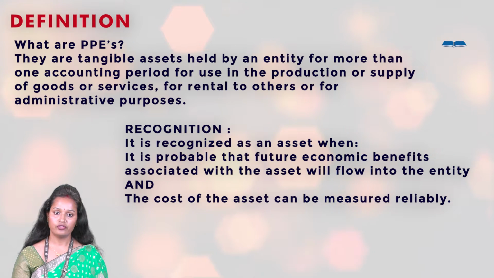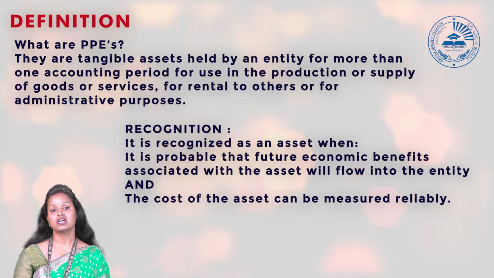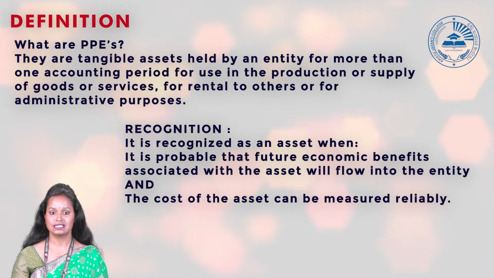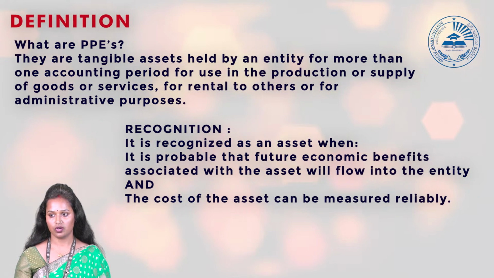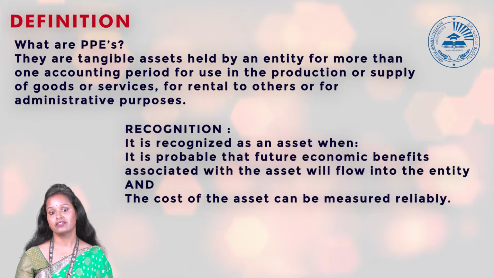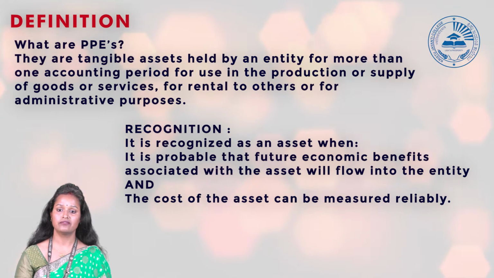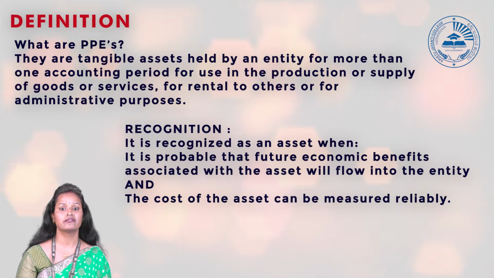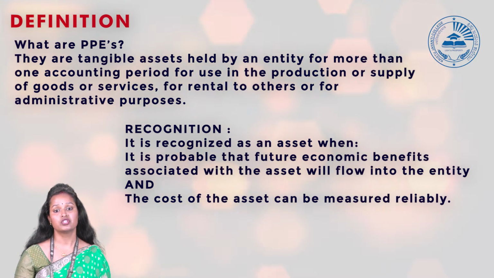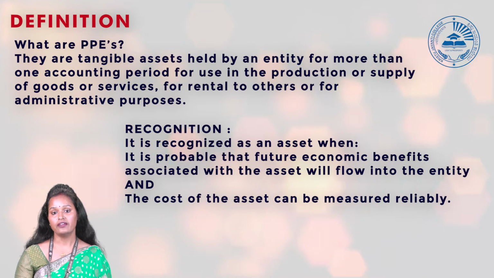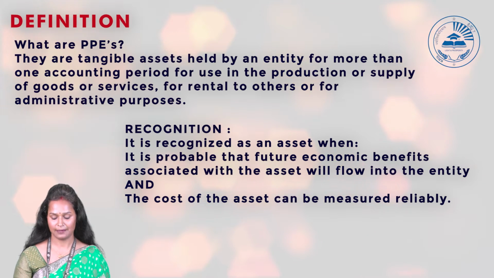We have to see this particular definition because accordingly we have to decide whether it will go in the financial statement or not. If it is going there in the financial statement, whether it will be treated as an asset, a liability, or an income or expense. So for that purpose, if we are talking about property, plant and equipment, we should first know what the definition for the same is.